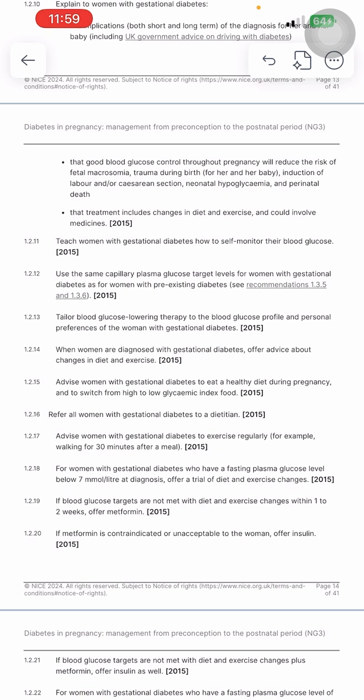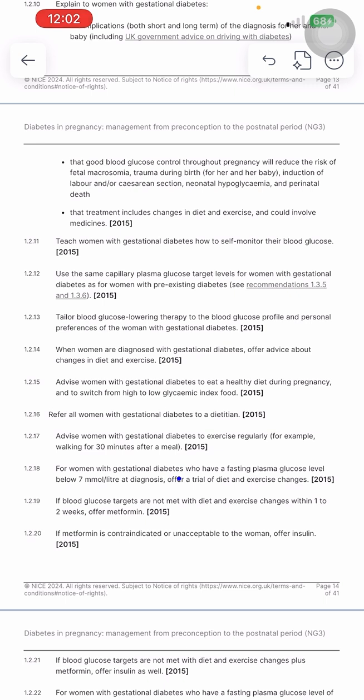Women who are diagnosed with gestational diabetes should be offered advice about changes in diet and exercise. Refer all women with diabetes to the dietitian. Advise women with gestational diabetes to exercise regularly, for example walking for 30 minutes after a meal.